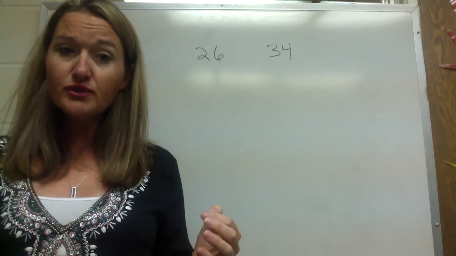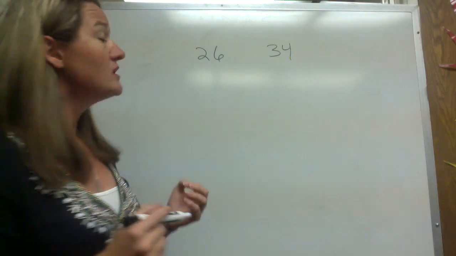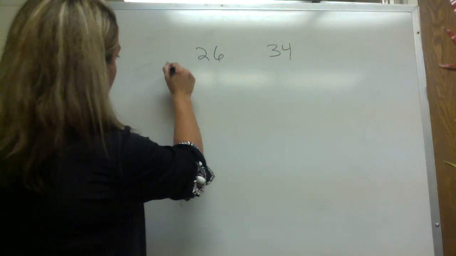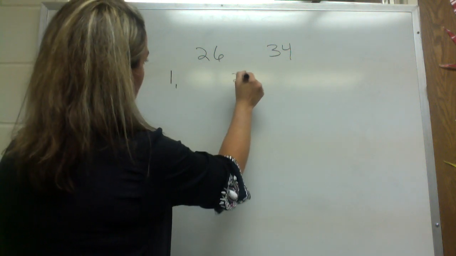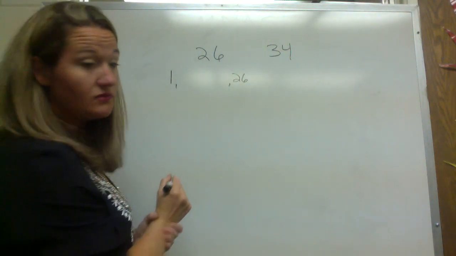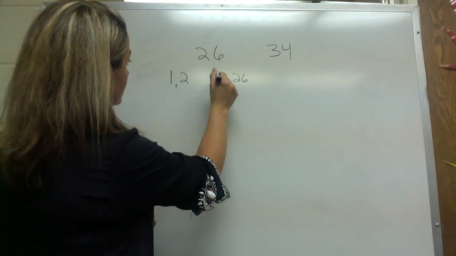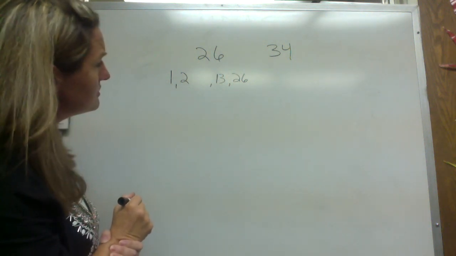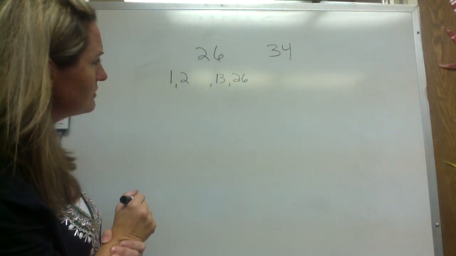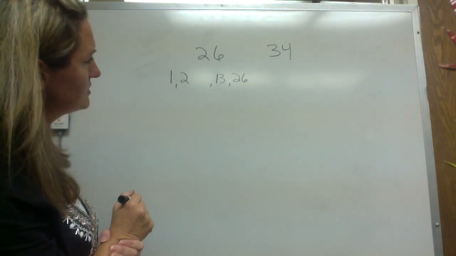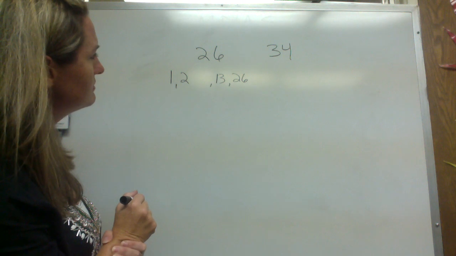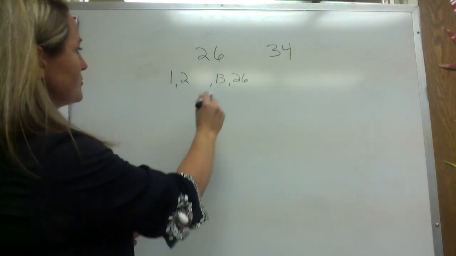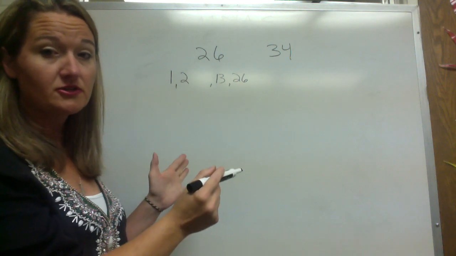The first one is just making a list. So for 26, let's list out all the factors of 26. Again, we start with 1 and 26. Well, 26 is even, so we know it's 2, and then 13. 3, no, 4, no, 5, no, 6, no, 7, no, 8, no, 9, no. Okay, so I think that's it, right? So 1, 2, 13, 26 are the factors of 26.